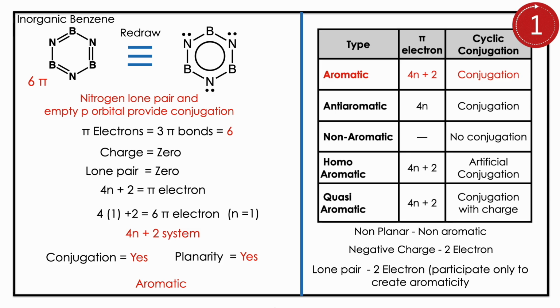Charge will travel through. So how many lone pairs are there? 3 lone pairs are there. So pi electrons are 6. Then no charge is there, so that is 0. So totally 6 pi electrons, meaning 4n plus 2 where n equals 1. Conjugation is definitely there. Planarity is also there because of conjugation. So totally a 4n plus 2 system, conjugation and planarity lead to aromaticity. So inorganic benzene is aromatic.